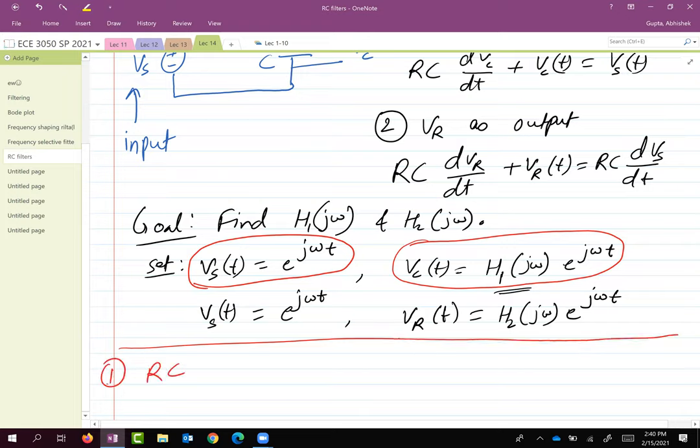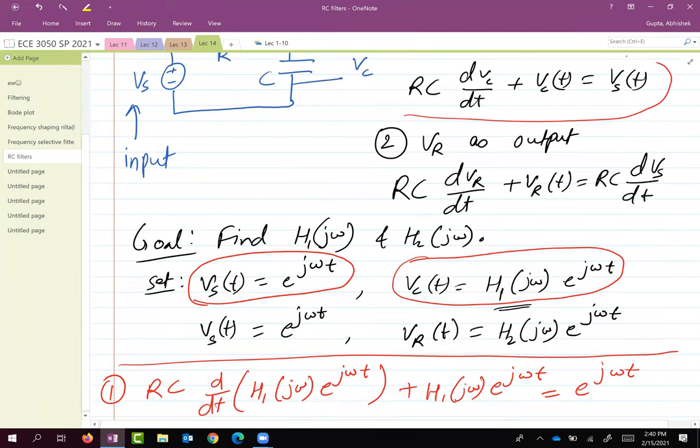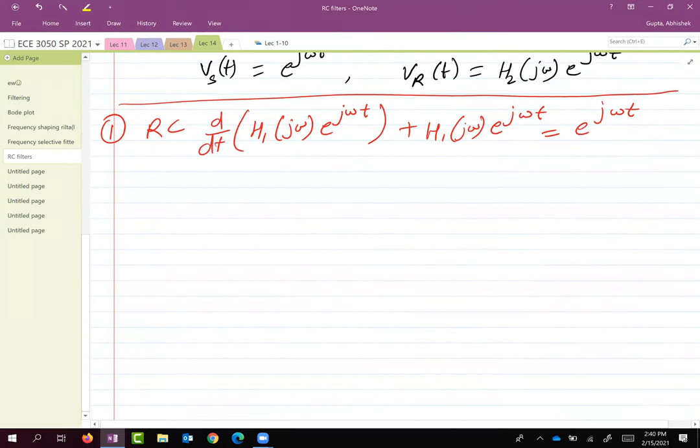So let's look at system number one. I have RC d over dt of H1(j omega) e raised to j omega t plus... okay, so I just substituted vS and vC in the differential equation for the first system. And I get this long differential equation, and I need to compute the value of H1(j omega).